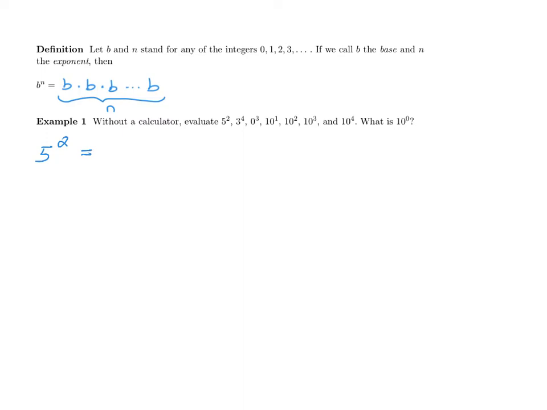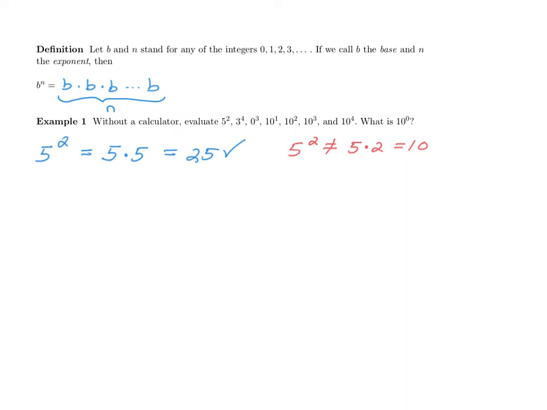This means you take the base, which is 5, and you multiply it until you see a total of 2 5s. And 5 times 5 is 25. So 5 squared, or 5 to the power of 2, is 25. It's important to note that 5 squared does not mean 5 times 2, which is 10. It does not mean that. This is a new symbol for a brand new definition. It doesn't just mean multiply these two numbers together. It means take the 5, write it down 2 times, and multiply those things together.